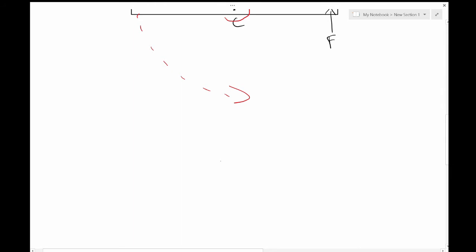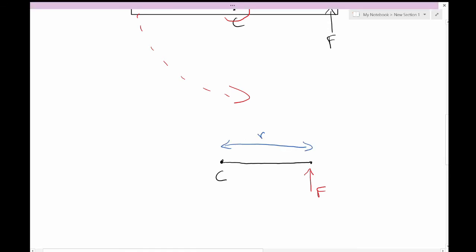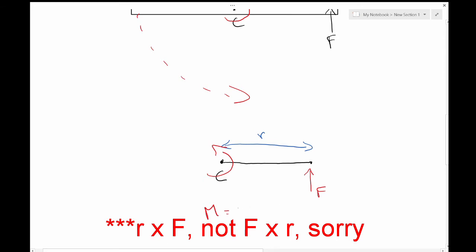So if we have a point C here, and we have just this line bar, and then we have a force here of F, and we're going to have a distance here, which is R. We say that the moment around the point C is going to be M equal to F cross R. And the cross here we don't really need to worry about a whole lot.